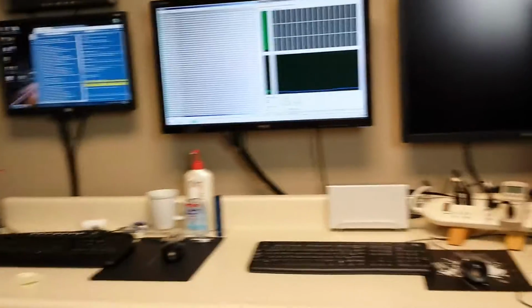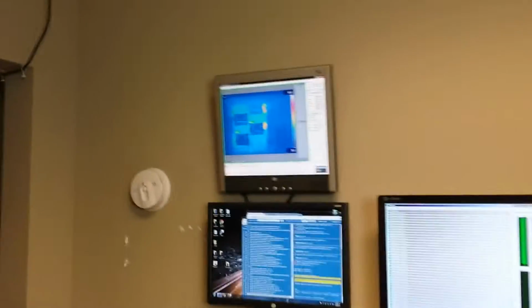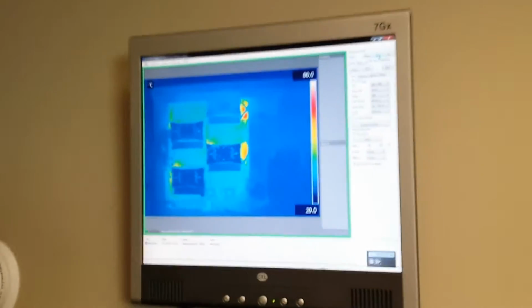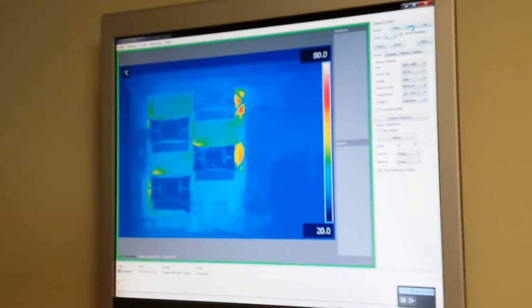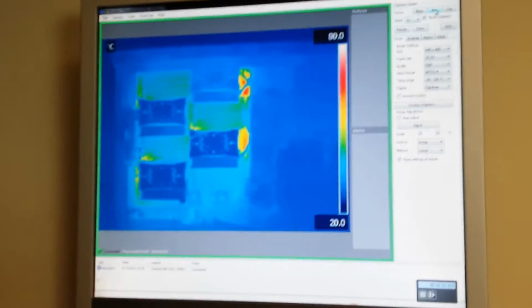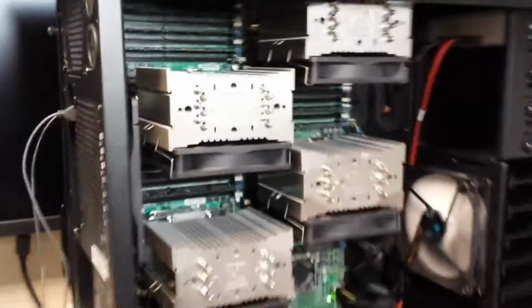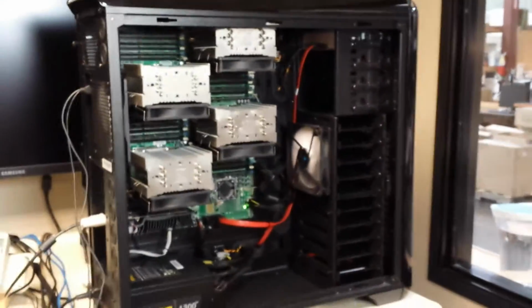It's pretty impressive. I wanted to also show you thermal imaging of both of these systems. So here's thermal imaging right now of the full load Quad Opteron. You can see there's some capacitors on the board that are the hottest running part. So this is actually a mid-range system in terms of specs.